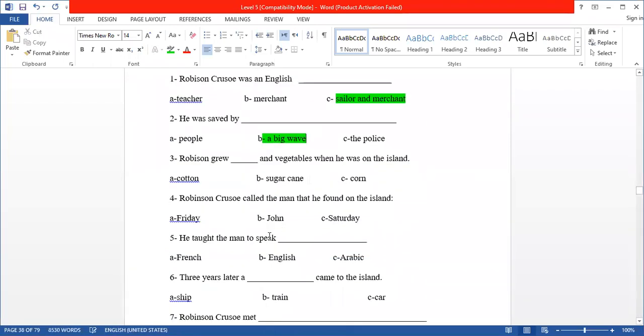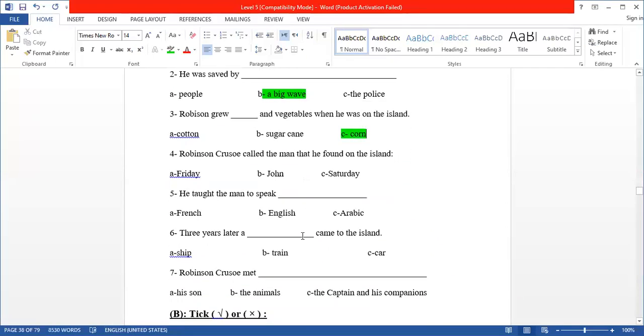Number 3. Robinson grew corn and vegetables when he was on the island. Cotton, sugar cane, corn, which one? Circle C. Yes, corn.